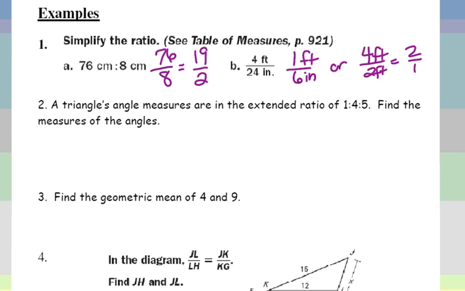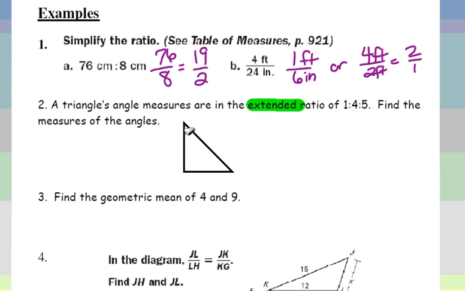Okay, and then we have these things called extended ratios, which are kind of cool. It's a ratio of more than 2 values. For example, if I have a triangle and I know that the measures of its angles are in an extended ratio of 1 to 4 to 5. So I've got this triangle, and essentially, let me move my triangle. The ratio is 1 to 4 to 5.